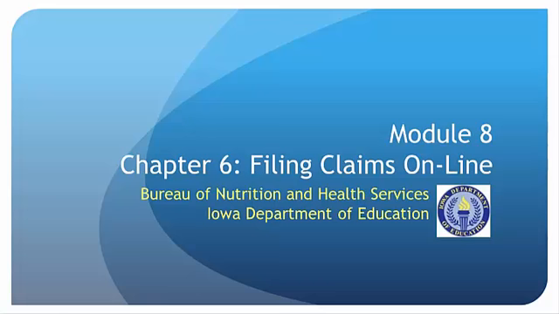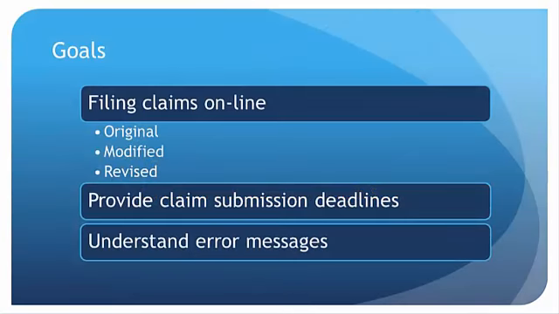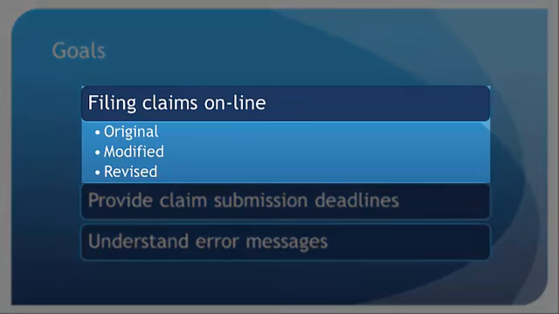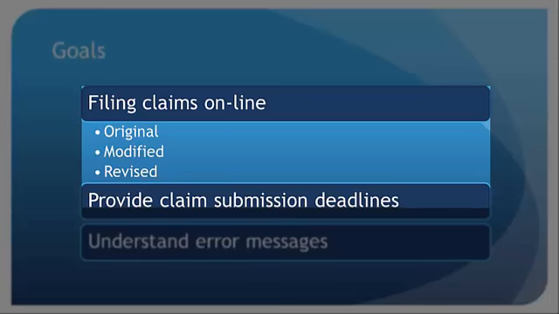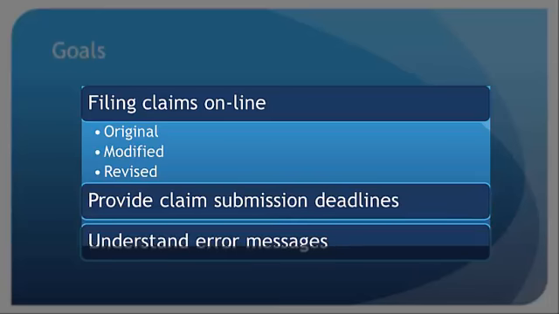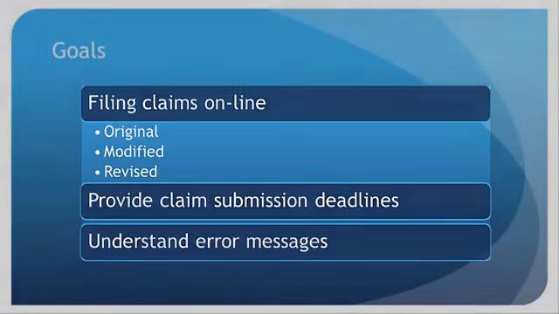Welcome to the lesson from Chapter 6 of the CACFP Administrative Manual, Filing Claims Online. The goal of this lesson is to explain the procedure for filing original, modified, and revised claims online, provide claim submission deadlines, and clarify error messages you may encounter.